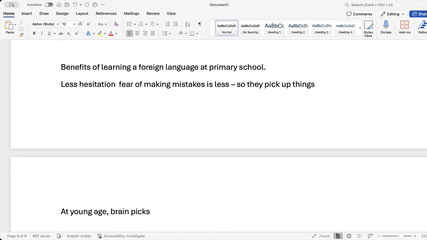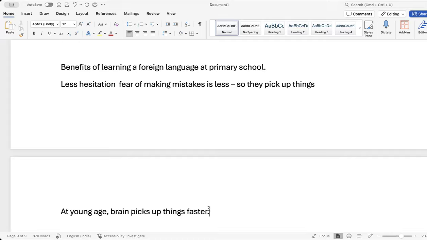Do you agree? Gradually, it becomes difficult for us to learn new things. Yes, sir. Picks up things faster. So what Suman mentioned is also pretty good. So there's less hesitation and fear of making mistakes is less. So they pick up things faster. Again, at a younger age, they pick up faster because the brain is more receptive at that time. Young minds are more receptive. They can pick up things faster.